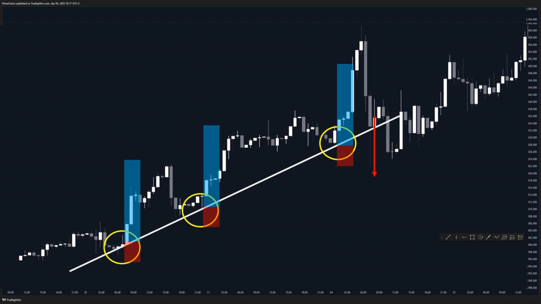What happens next? 1. Buyer stop losses get triggered as price moves below the trend line. 2. Breakout traders enter short positions, thinking the trend is reversing. 3. Market makers absorb all this liquidity, then reverse price upward.